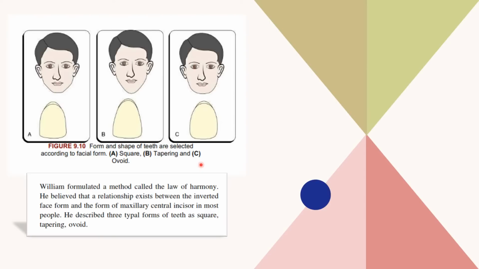So Williams formulated a method called the law of harmony. He believed that a relationship exists between the inverted face form and the form of the maxillary central incisor in most people. So he described three typal forms of teeth as square, tapering and ovoid.